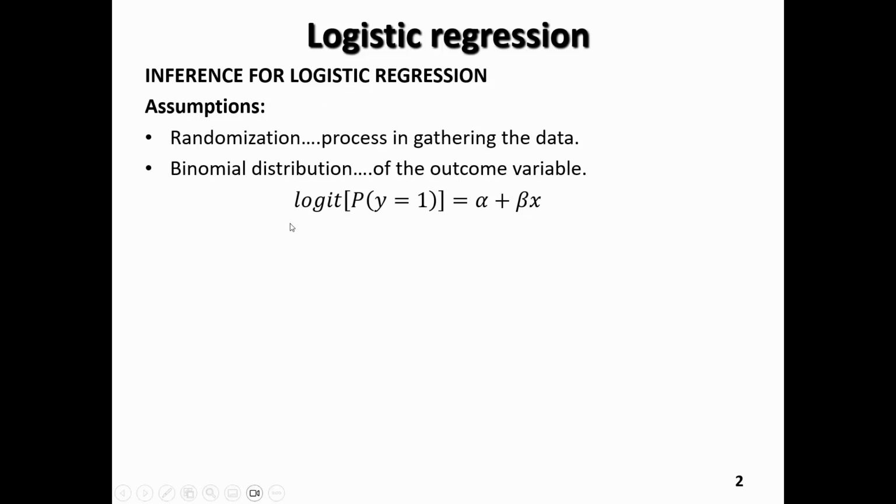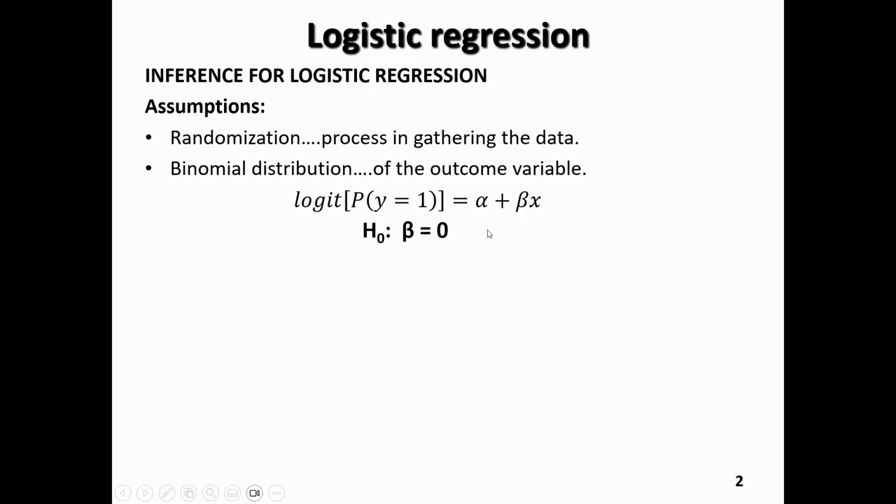Just to remember, the model that we're evaluating here has only one predictor, that's x, and it follows this general model for the population, where the logit, which is the logarithm of the odds, and it's predicated on the probability that the outcome will be a success, or y equals 1, is equal to alpha plus beta x. And what we're evaluating with inferential testing is the beta.